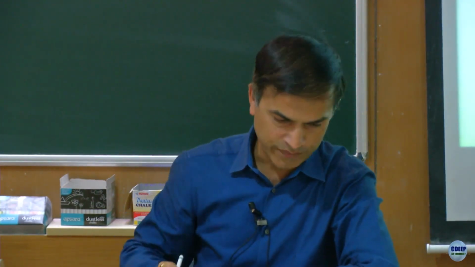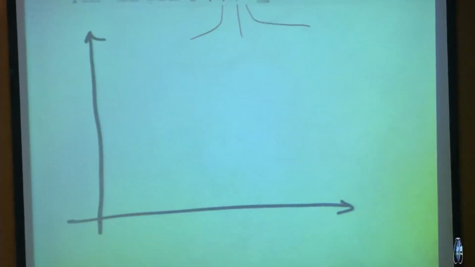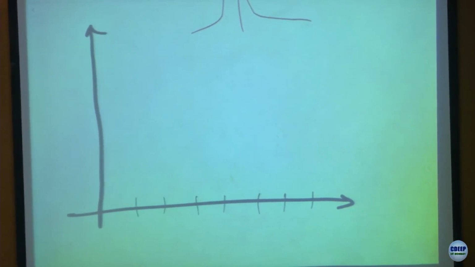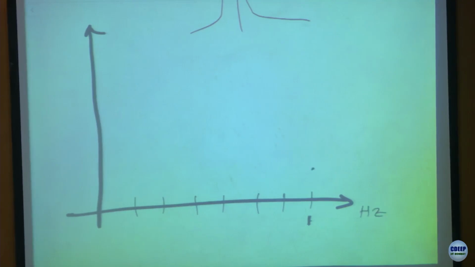Now coming back to Hamid's question, if you plot the flicker noise over frequency, something like this, let's say this is one hertz, and let's say at one hertz the number is 1 microvolt squared per hertz. Now, if I keep doing this, this is 0.1 hertz, this is 0.01 hertz, this is 1 millihertz, this is 0.1 millihertz, something like this if I keep going. And comes the point where I am at 1 microhertz.